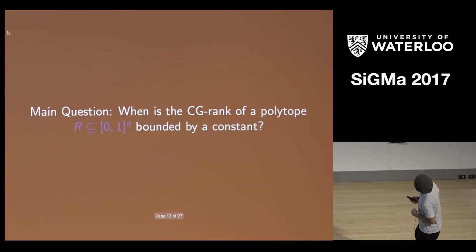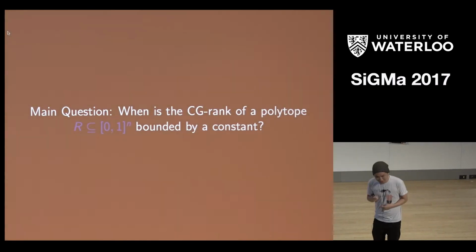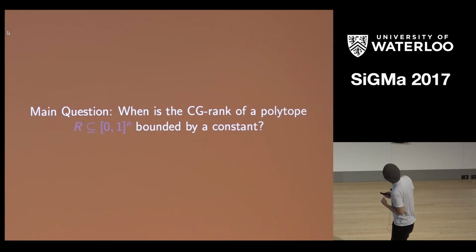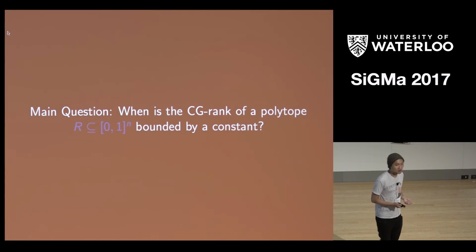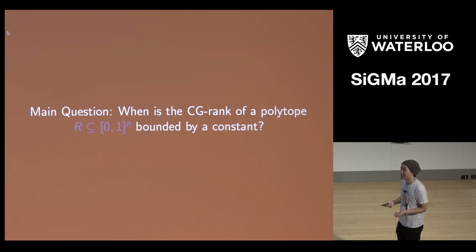Okay, so the question that I want to talk about in this talk is when is the CG rank of a polytope in the n-cube bounded by a constant, right? So if I tell you that the CG rank is at most 100, can you say something about what the polytope looks like?